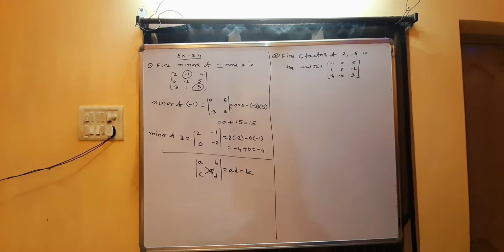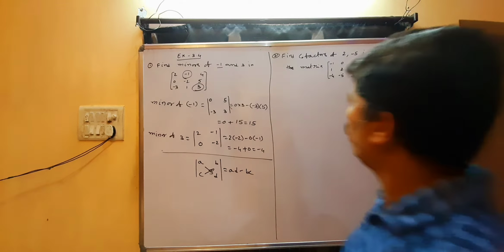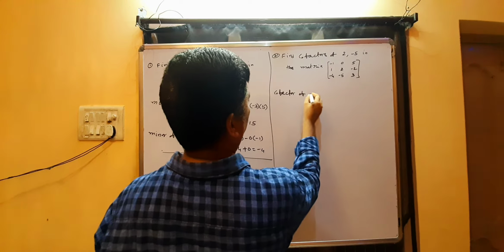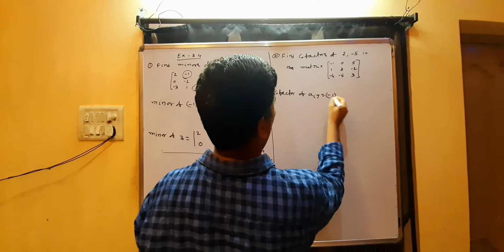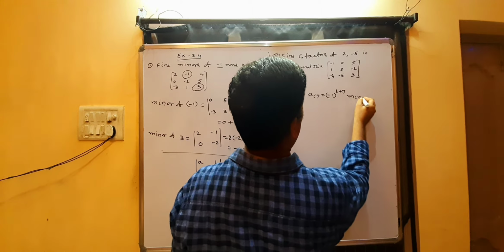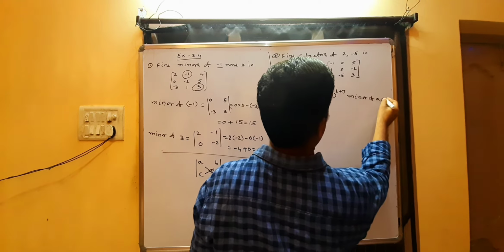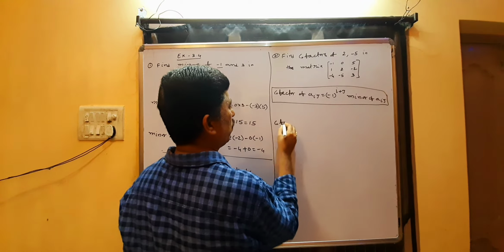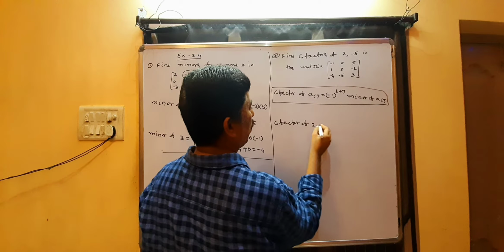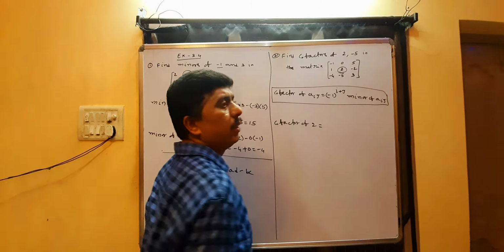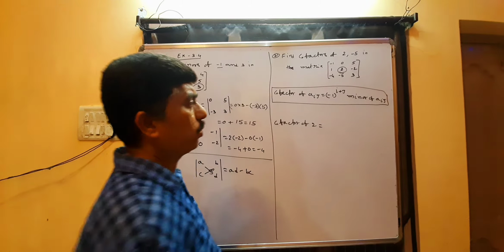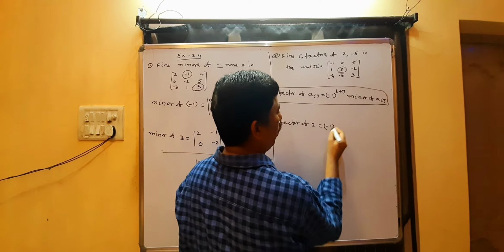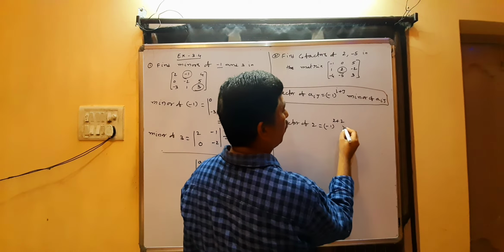Second one, find the cofactors of 2 and -5. We know the cofactor of Aij is (-1) to the power i plus j into the minor of Aij. That formula you know already. So the cofactor of 2: 2 appears in the second row, second column, where i is the row position and j is the column position. So (-1) to the power 2 plus 2 into the minor of 2.